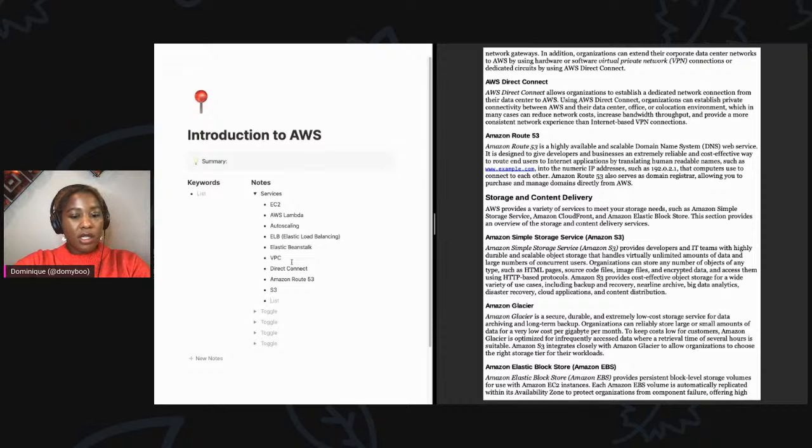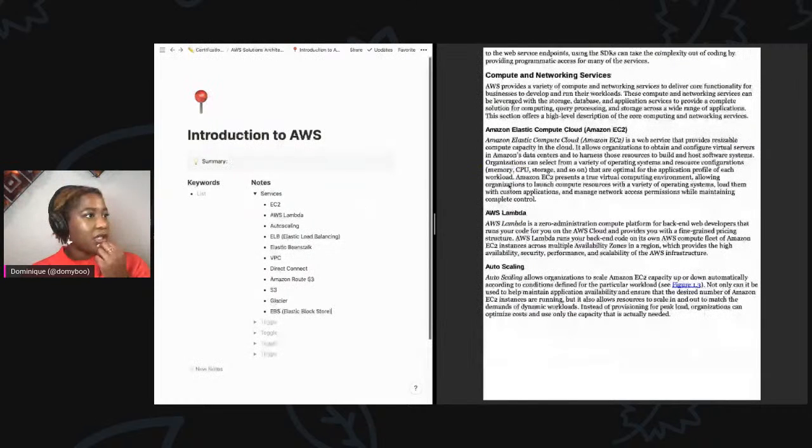We have S3, we have Glacier, we have EBS, which is Elastic Block Store. So I want to do, I think I'm going to write one sentence definition for each. So let's see. Yeah, I'll do that. I'll write a one sentencer for each one of them.